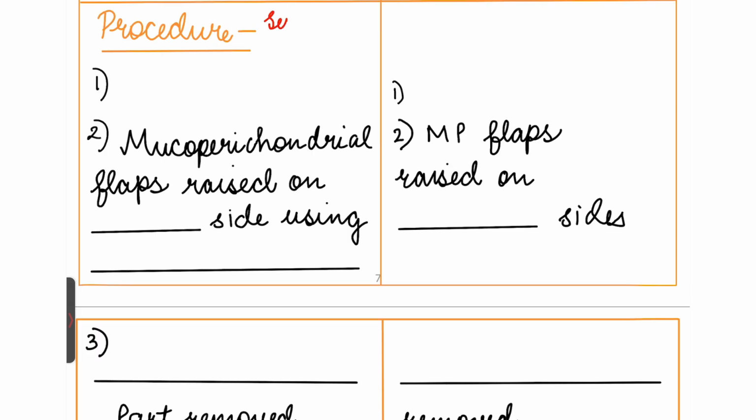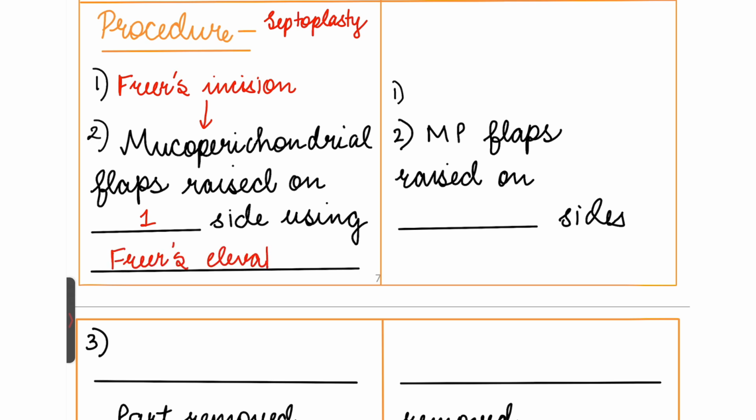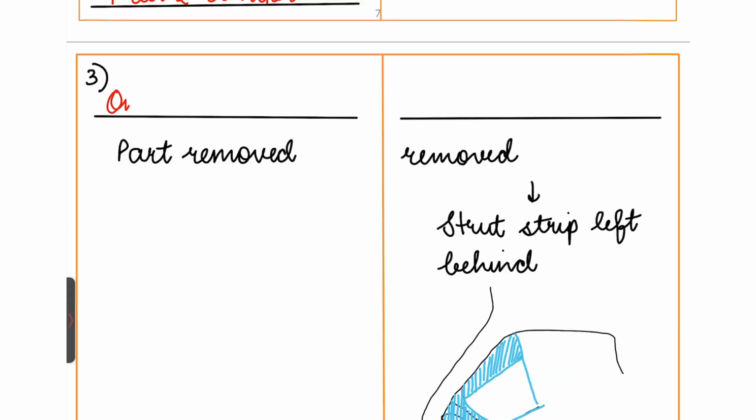Let's understand the procedure of septoplasty first. We will give a Freer's incision, then mucoperichondrial flaps will be raised on one side using Freer's elevator. Then only the deviated part will be removed.